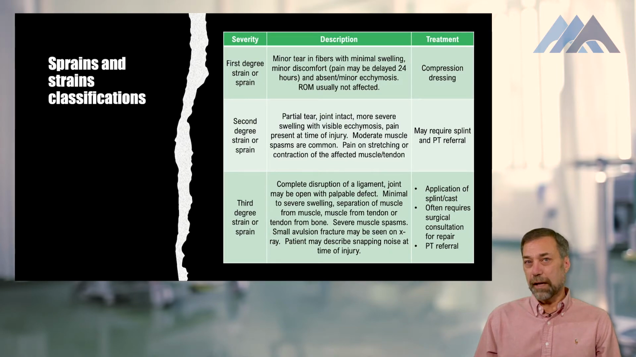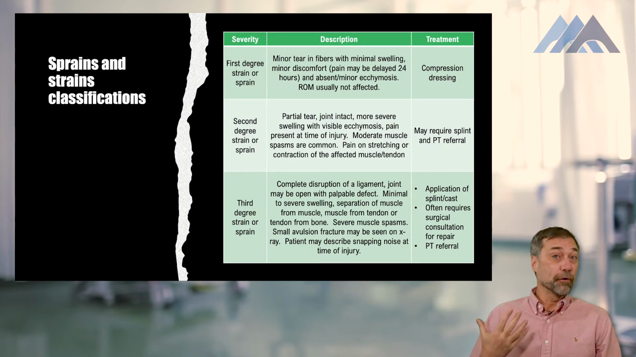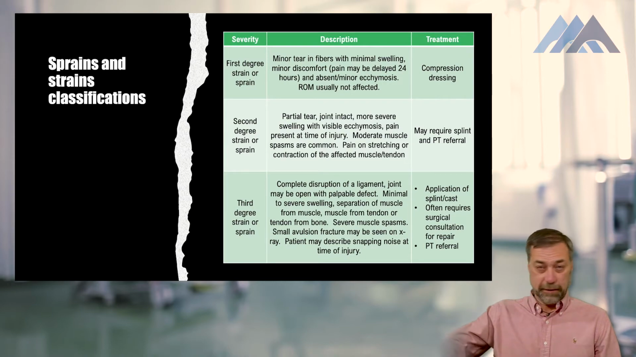These patients will likely require a splint to be applied to the area to give stability to either the ligament or muscle and to reduce its use so that it doesn't completely tear. And these will require a longer healing time and a PT referral. Now, a third-degree sprain or strain is complete.